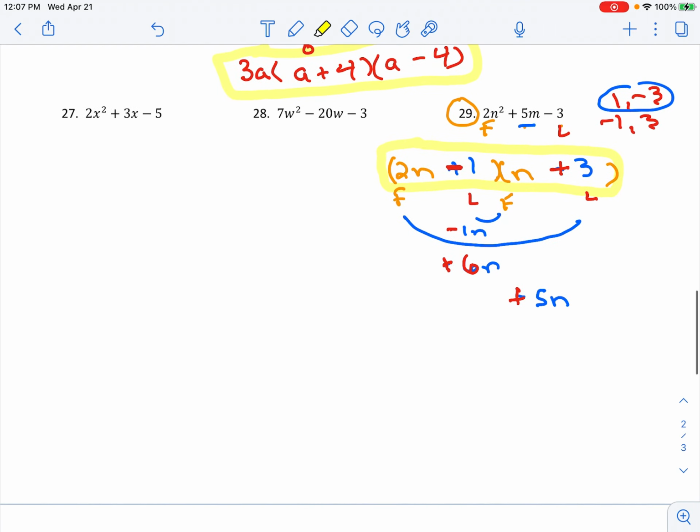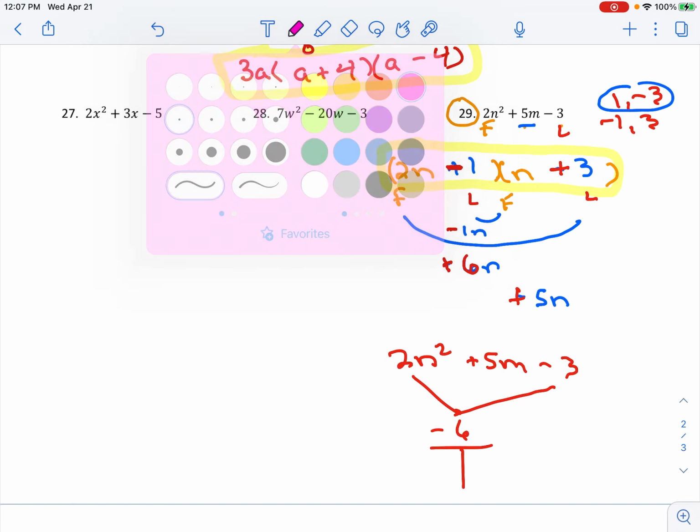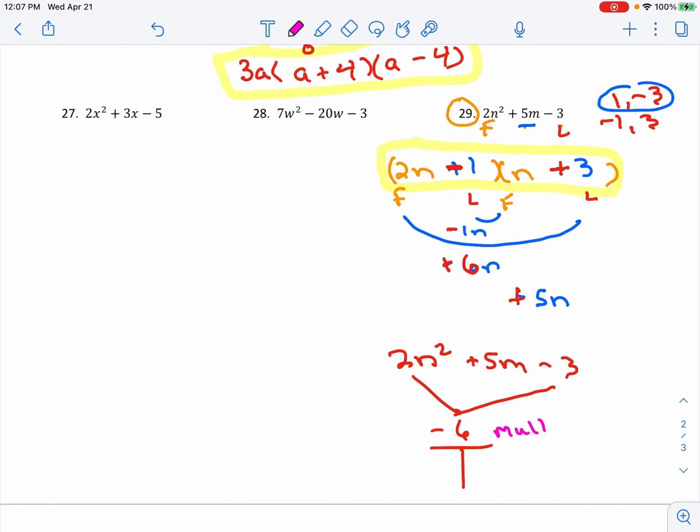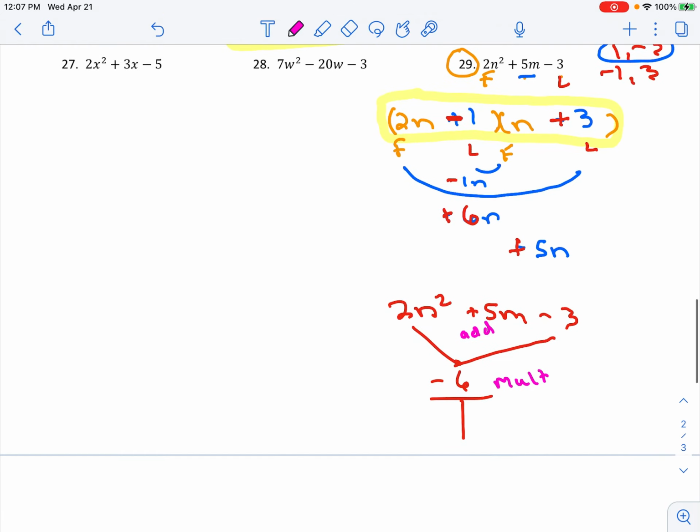I'm going to go through this question also with the method that we worked on a few times in class that some students are finding helpful, where we take 2n squared plus 5n minus 3, and we take these two numbers and multiply them together, which gives us -6. Then we find factors that multiply to -6.